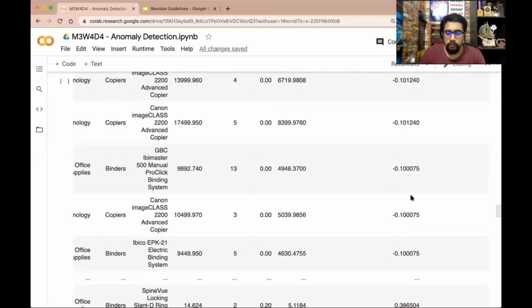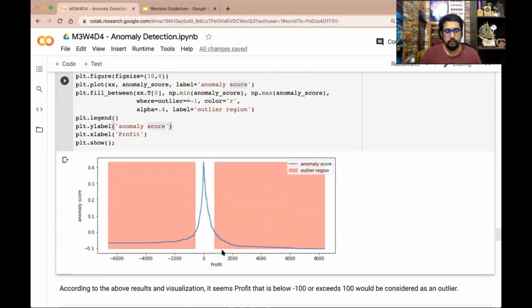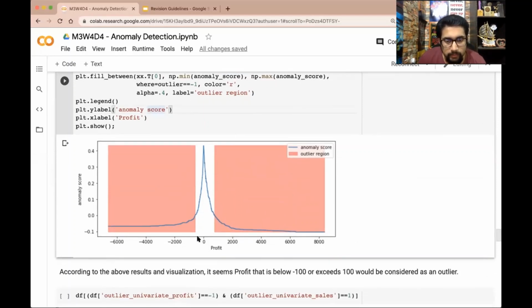Okay, so this is how the decision boundary looks in the case of profit. Here you have outliers on both sides, right? So this is the anomaly zone. It has classified profit values less than -100 as anomalies and greater than 100 as also anomalies.